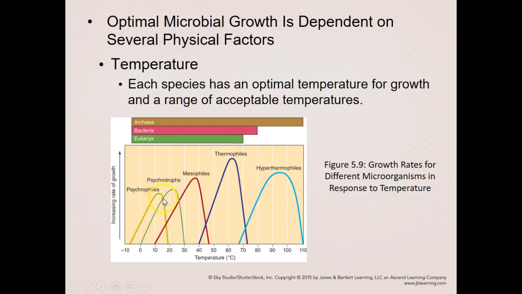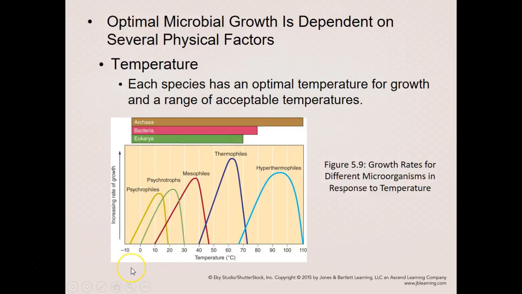So here we have psychrophiles. Psychrophiles are organisms that grow best at about 10 degrees Celsius. So it's pretty cold, but they can grow at 0 degrees. They can grow all the way up to about room temperature, close to 20 degrees Celsius.